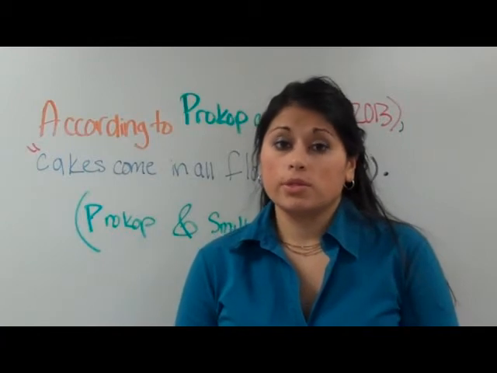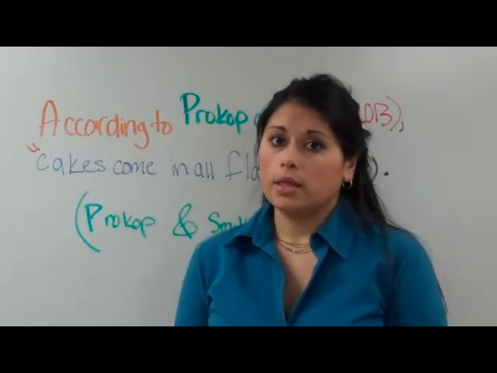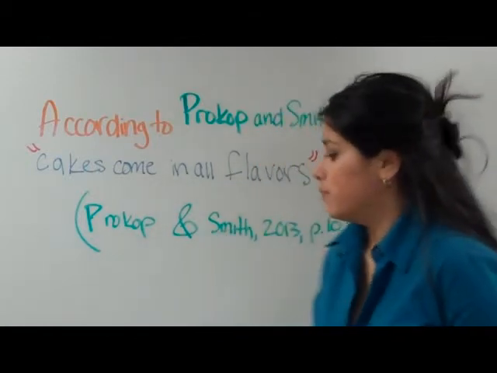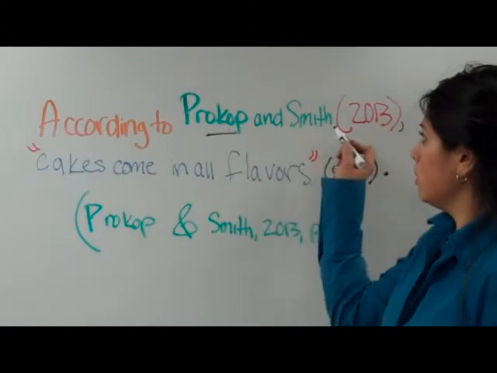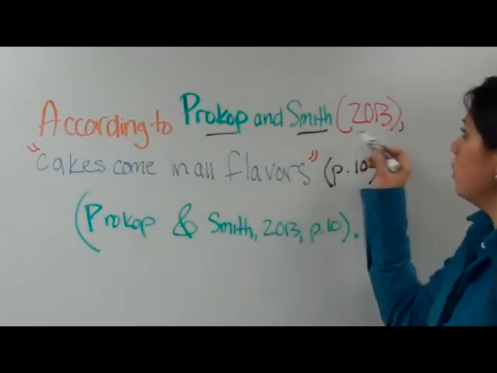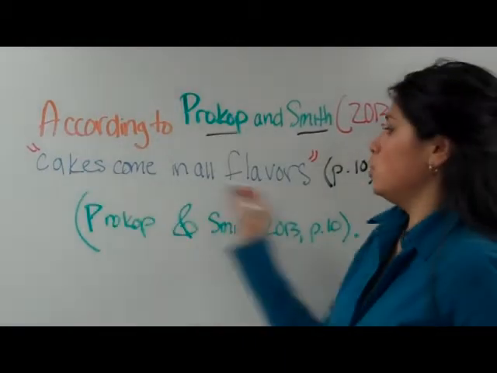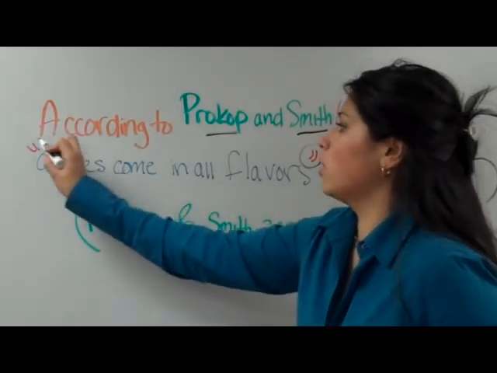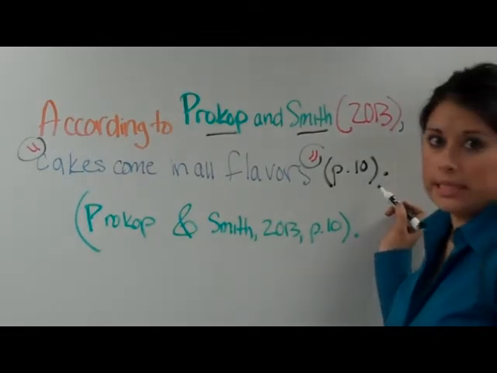So far, we've looked at what to do if you've only got a single author in your source. Let's look at what we do if we have two authors. You've got author 1, you've got author 2, you still give the year, still have a comma here, do your quote, don't forget your quotation marks, and then the page number with the parentheses at the end.